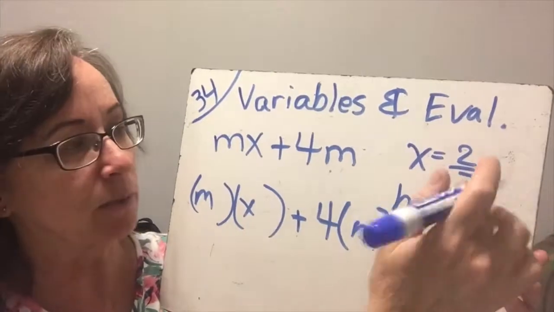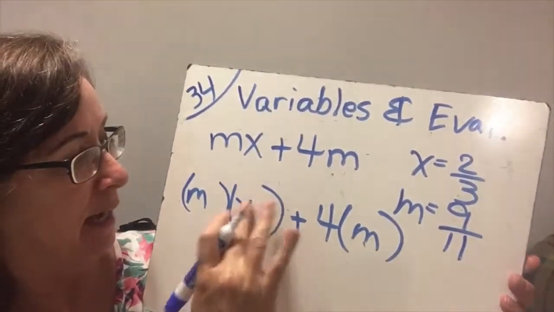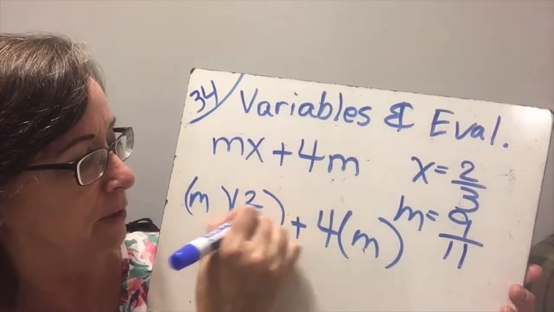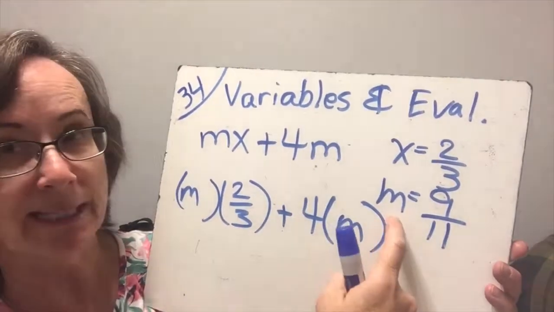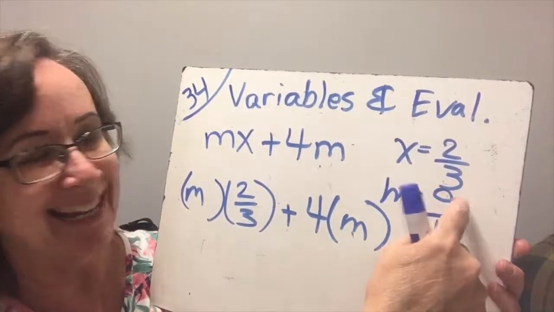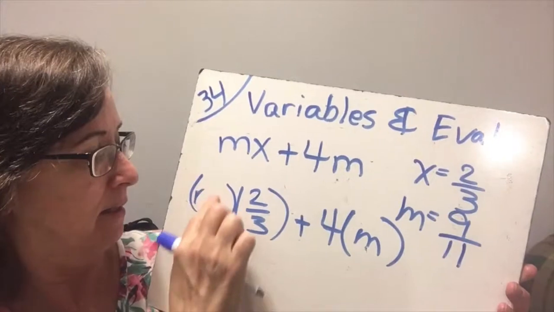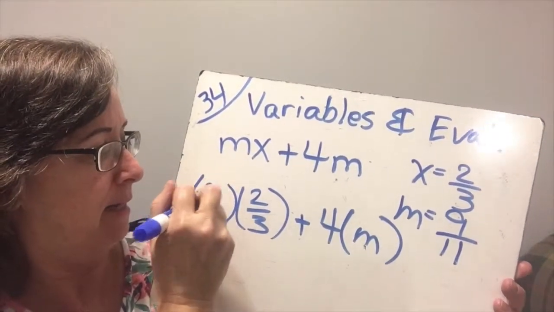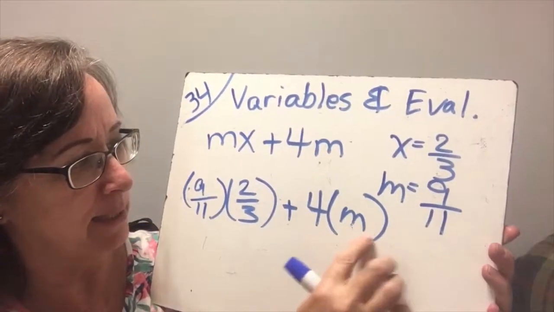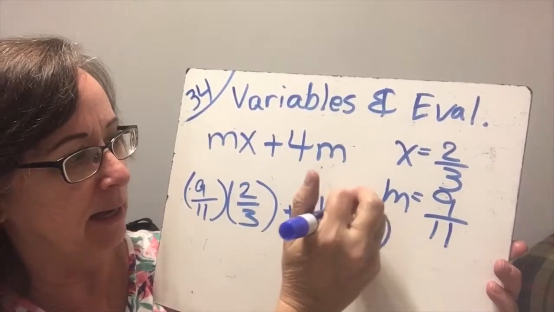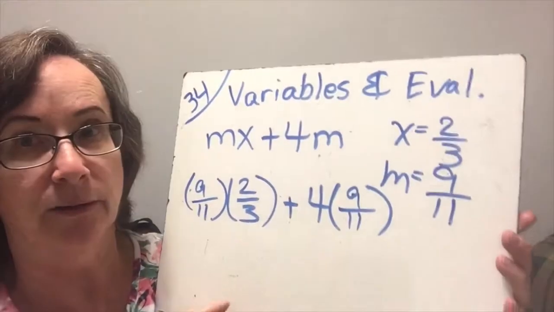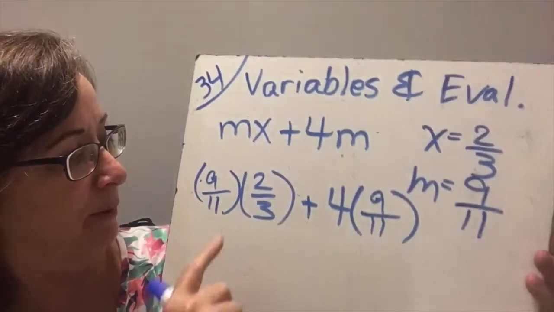Everywhere we see an x, we're going to plug in a 2/3. And there's only one x, so we're going to put a 2/3. Everywhere we see an m, we're going to put a 9/11. So we see an m, 9/11, and we see an m, 9/11. Ooh. So now what are we going to do?